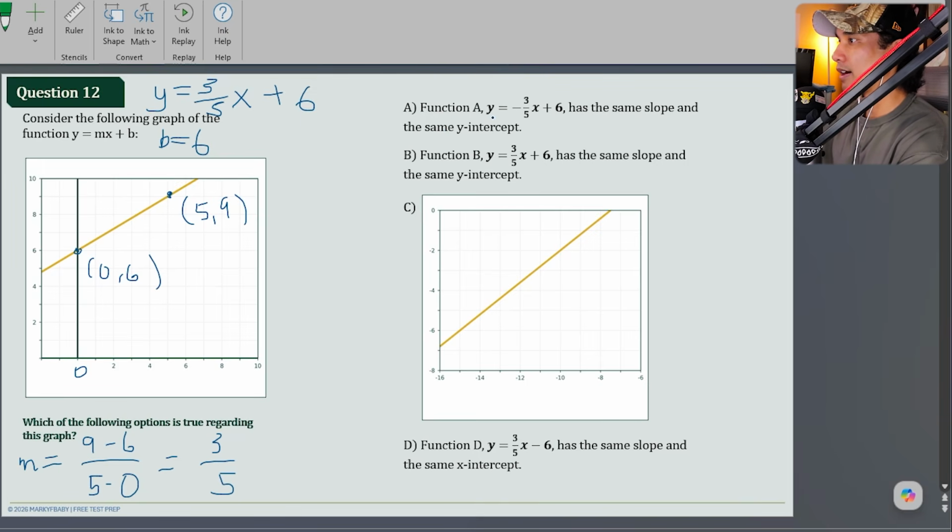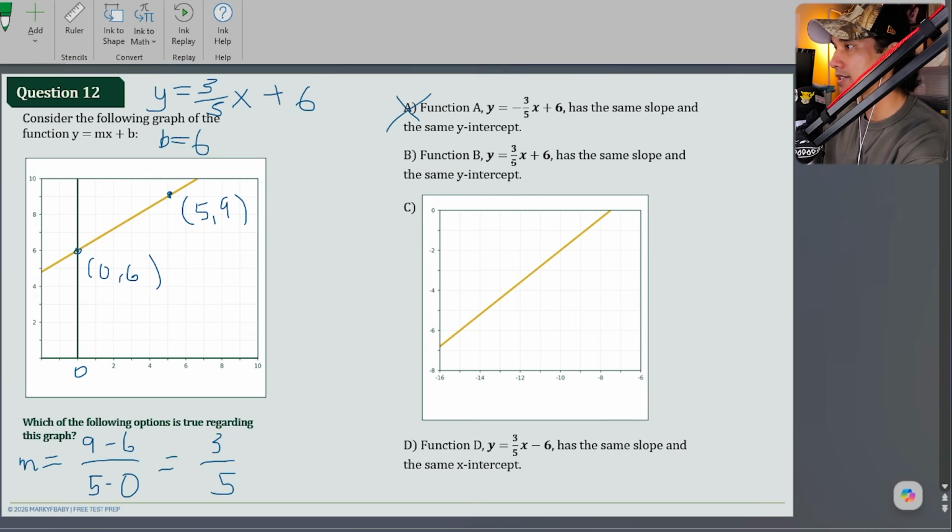Function A, y equals negative 3/5 x plus 6. Well, it's not a negative slope, right? A negative slope will go the opposite way. It would fall down from left to right. This one climbs up left to right. And just from looking at this part of the graph too, we know it's a positive slope. So we can get rid of A.